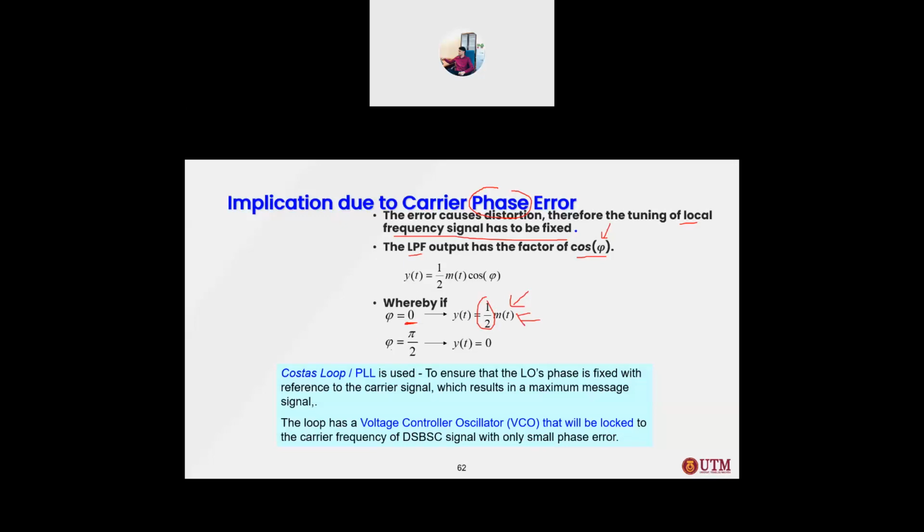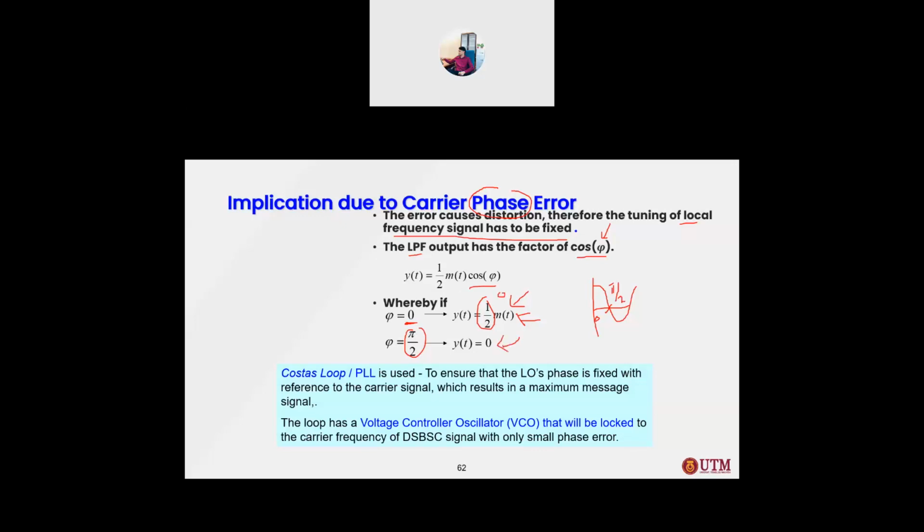Next, if you have phase error equal to pi over 2, which is 90 degrees, because this is a cos, this is 0 and this is your 90. So if we have phi equals pi over 2, this will be 0. Anything times 0, you're going to have 0.